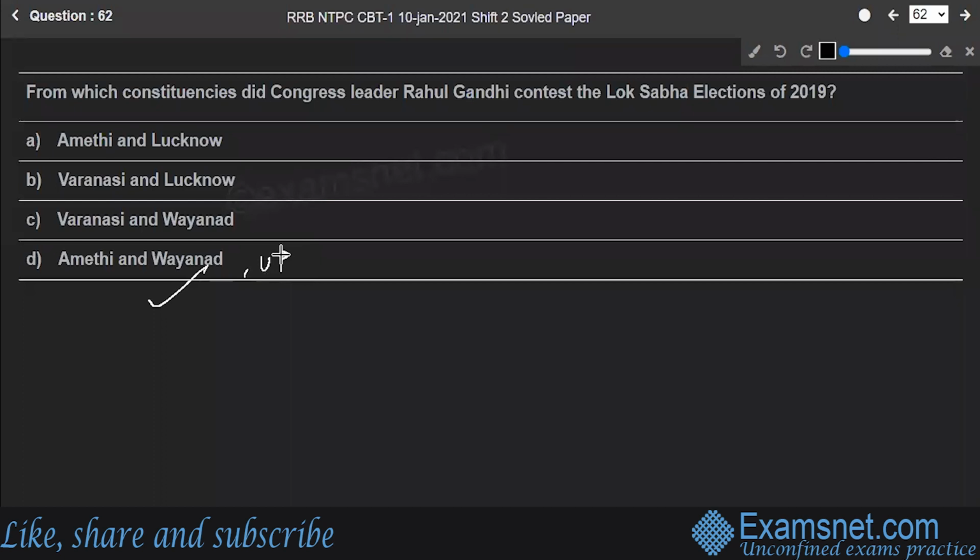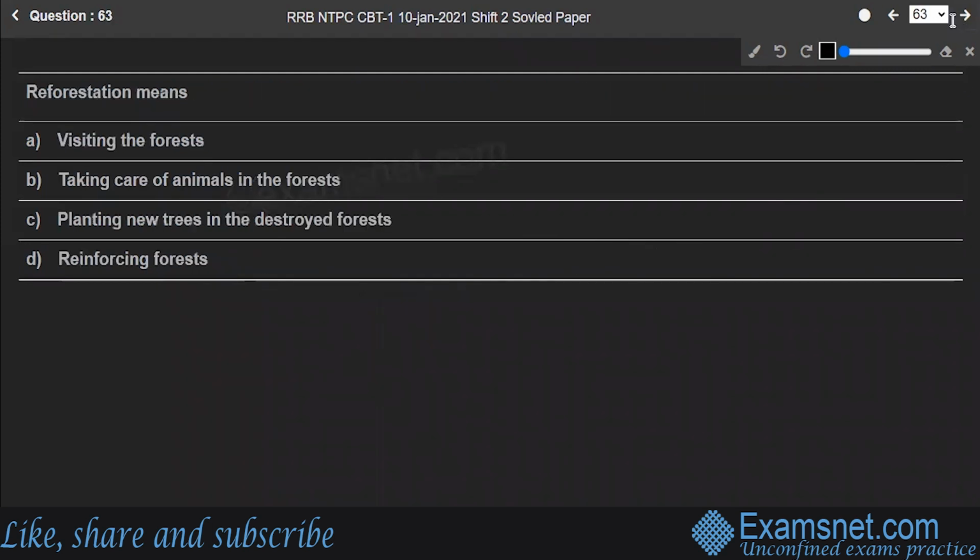The 17th general elections were held from 11 April to 19 May 2019. The Bharatiya Janata Party, having 303 members, is the largest party in the 17th Lok Sabha, followed by Indian National Congress, having 52 members. There are 541 MPs at present in the 17th Lok Sabha. So we have option D as the answer to this question. Hope you understood this. Next is question number 63.